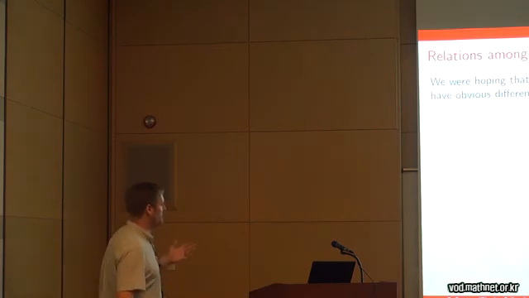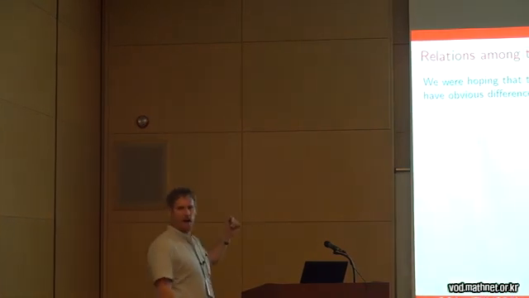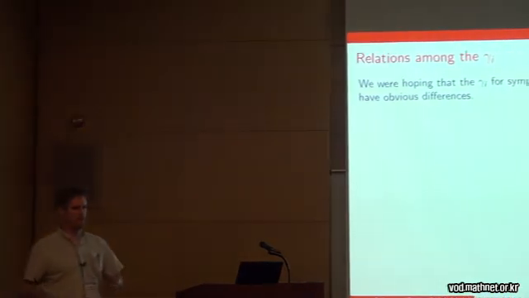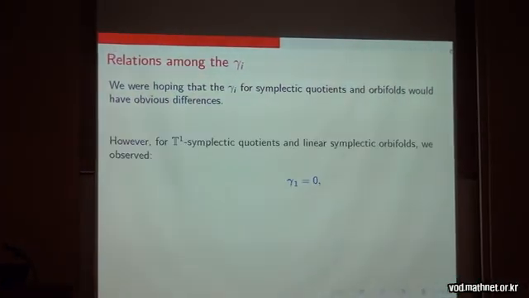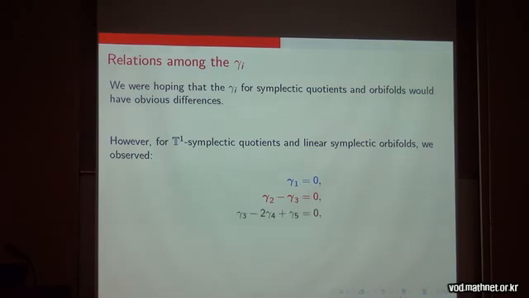The reason is that we were actually hoping that the gamma i for symplectic quotients and orbifolds would have some distinct differences when we sat down to do this. But one thing that I've been color highlighting with all these is that in both of them we see the same relations. Gamma 1 was always equal to 0, whether it's a symplectic quotient or an orbifold. Gamma 2 minus gamma 3 was always equal to 0. And this keeps going, actually. Gamma 3 minus 2 gamma 4 plus gamma 5 is equal to 0.